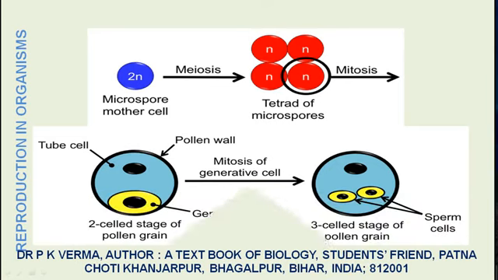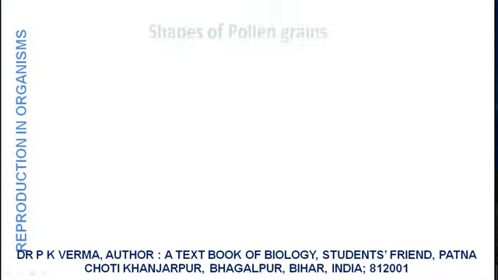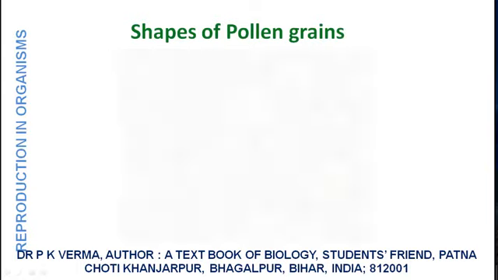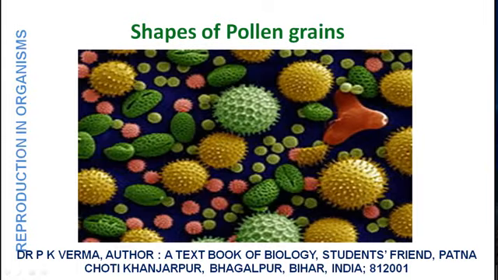Now, after some time, in each microspore, the vegetative and generative nuclei are formed, and later on, the generative nucleus divides to form two gametic nuclei. These two gametic nuclei are seen in yellow color. In different flowers, pollen grains have different shape and size. These pollen grains are shown in this photograph. It has 5 to 6 species of flowers.